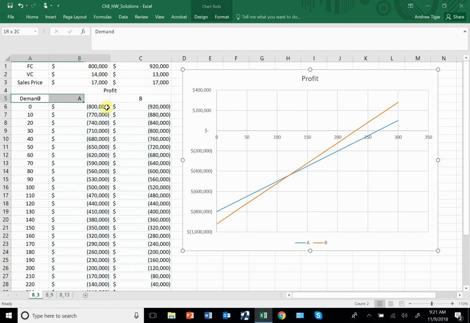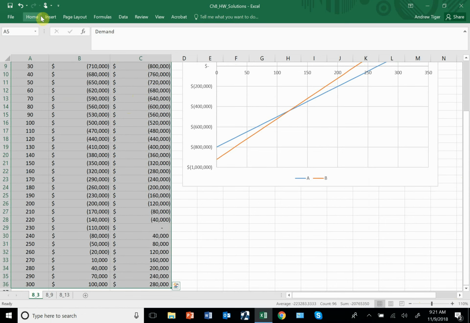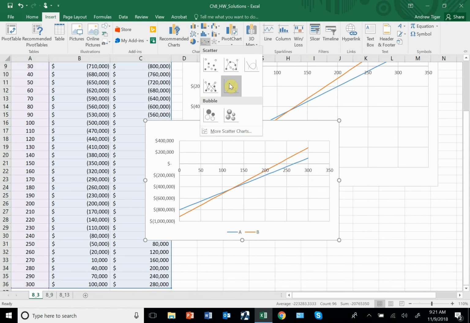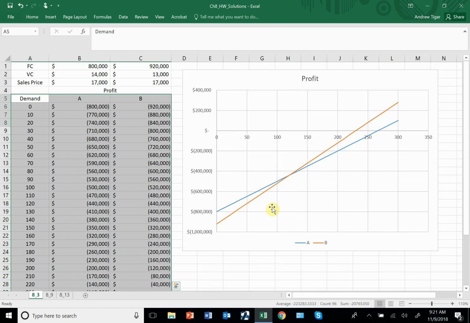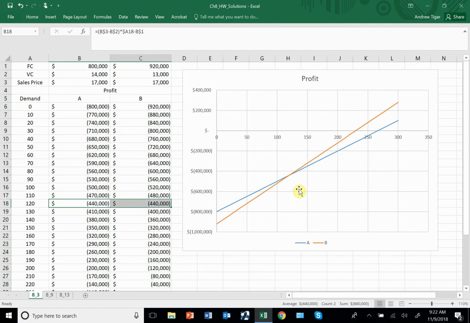I grabbed all of this data and built a scatter plot like that. So now we can tell a story. The x-axis is my volume, my demand, and my profit is plotted on this axis. So the higher the better. You can see that blue dominates up until about right there, and then orange dominates. So blue is better up until about point 120, where demand's 120, and you can just see that's when they're equal. And then after that, location B dominates.